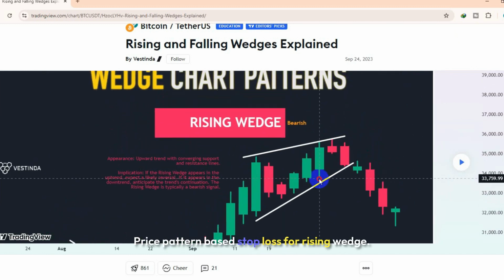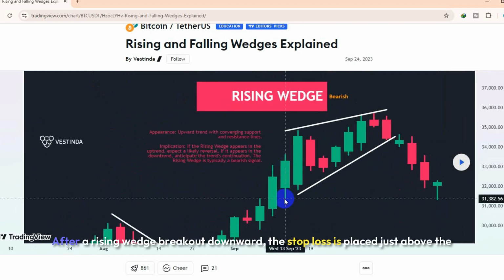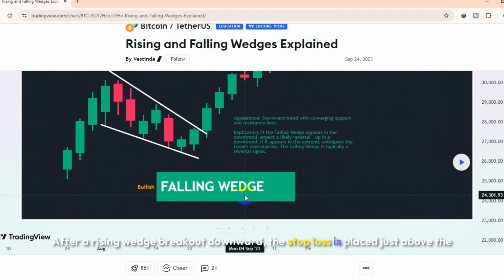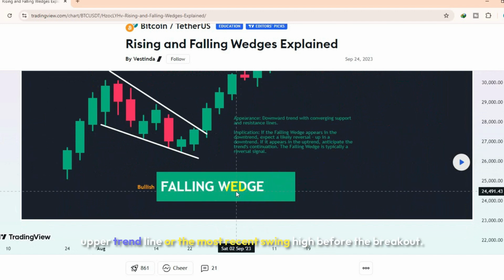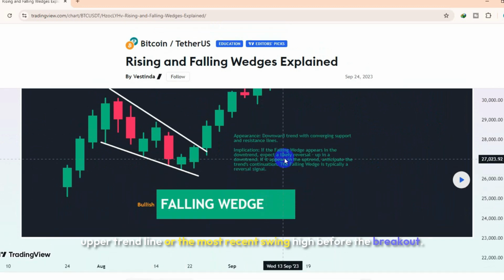Price pattern-based stop loss. For rising wedge. After a rising wedge breakout downward, the stop loss is placed just above the upper trend line or the most recent swing high before the breakout.